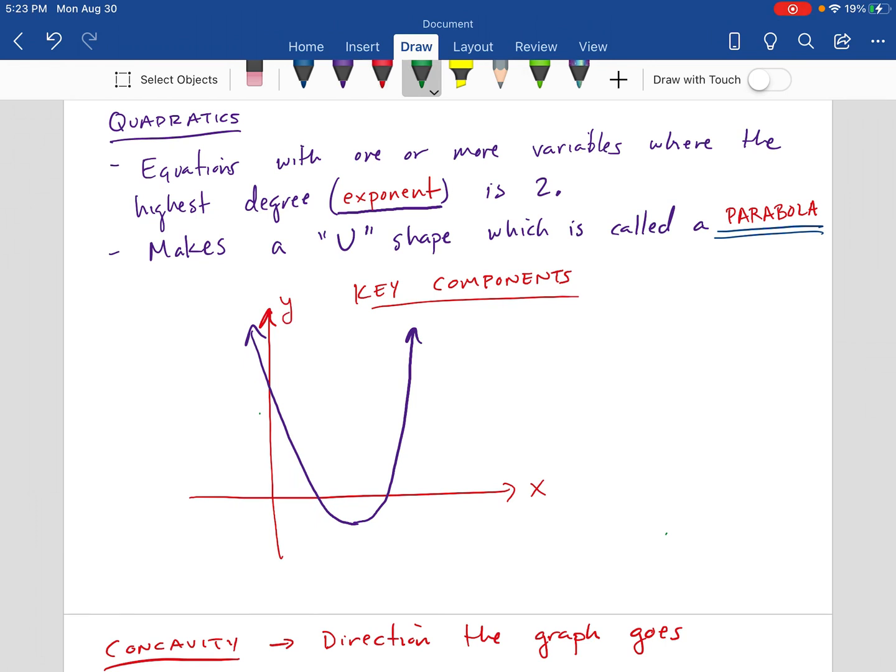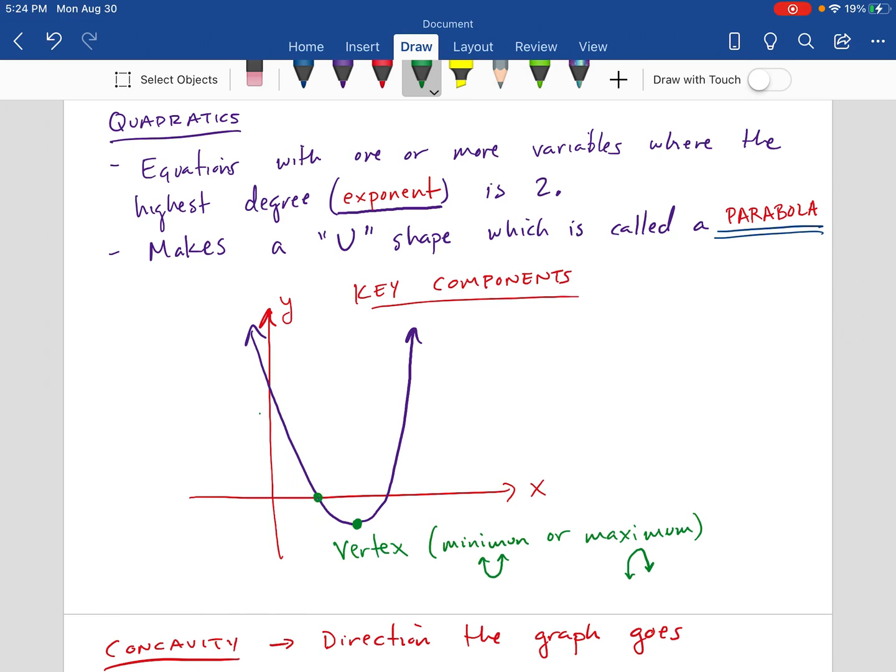So we are going to start right here at the bottom of the graph, where it starts curving. This is called the vertex. The vertex is either going to be a minimum or a maximum depending on your graph. If it's going up, then you're going to have a minimum. If it's going down, you're going to have a maximum. So if it looks like a U, it's going to be a minimum. If it looks like an upside down U, it's going to be a maximum. Okay, that's the first point.